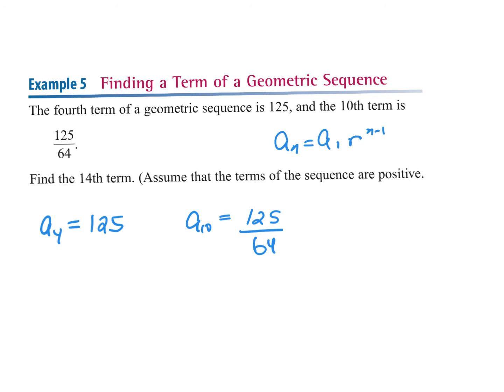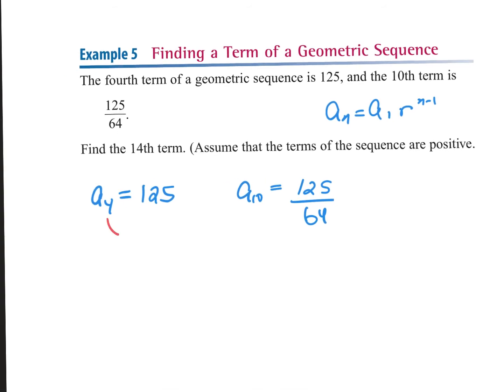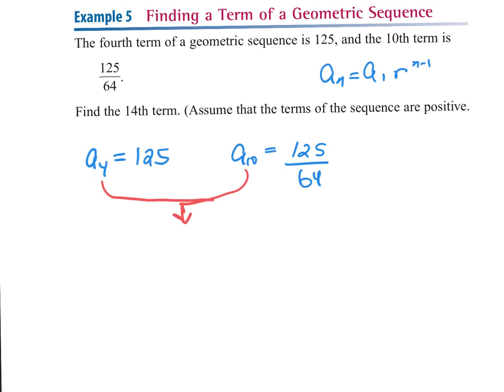So there's a couple ways that you guys can do this. But the first thing we need to do here is find the common ratio. We need to know how we get from one term to the next. So the first thing I'm going to do is say, okay, how many spaces, how many terms are between the fourth term and the 10th term? How many spaces? 6, right? 6 spaces.